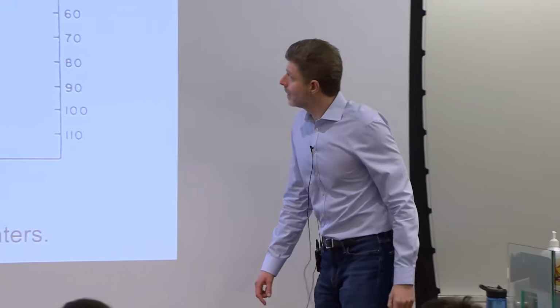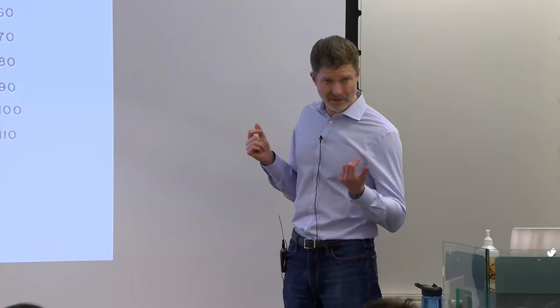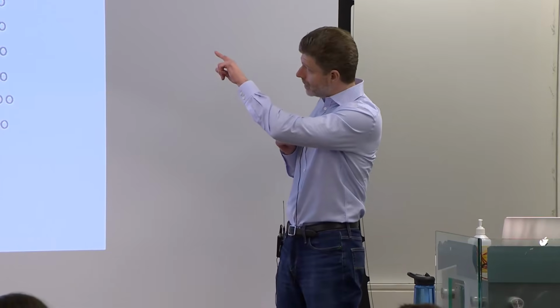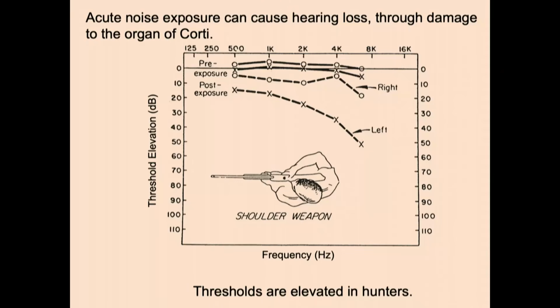Okay? And what you can see here are the pre-exposure audiograms. Those are the solid lines. So the X's are the left ears, and the O's are the right ears. And then the post-exposure audiograms. So you can see that post-exposure, so that means after the person started hunting, the thresholds are elevated, but they're substantially more elevated on the left than the right, okay? Consistent with what you would expect from the noise exposure.